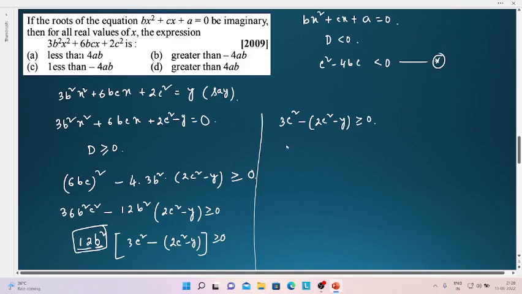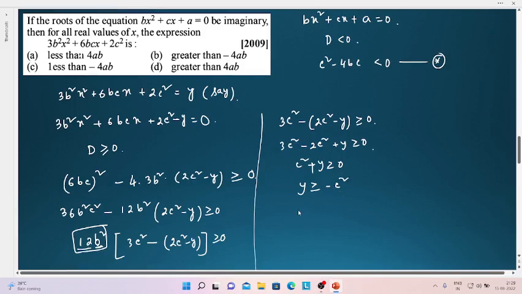So let me break that part. It will be 3c square minus 2c square plus y, which is greater than or equal to 0. So it will be c square plus y greater than or equal to 0. Can you tell me what will be the value of y? It will be greater than or equal to minus c square, right?